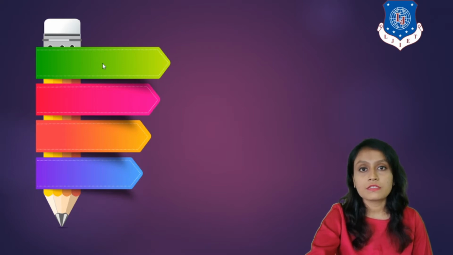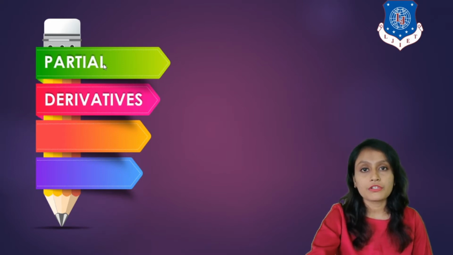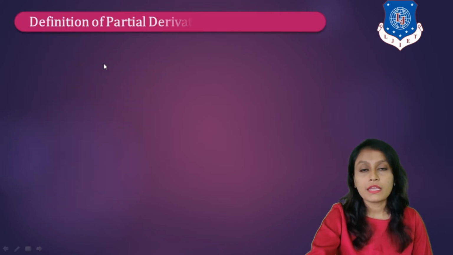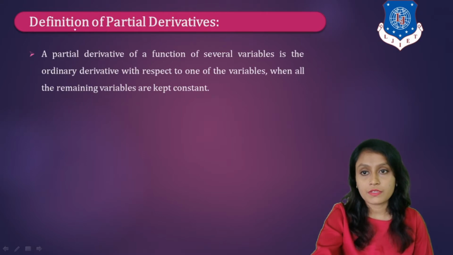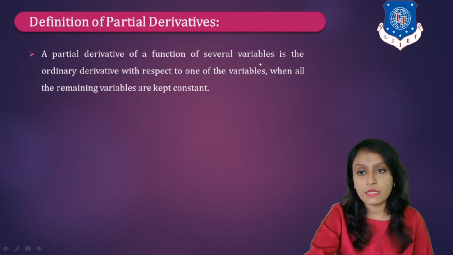Today we will discuss a few more topics of partial derivatives. So let's begin with the first topic, definition of partial derivatives. A partial derivative of a function of several variables is the ordinary derivative with respect to one of the variables when all the remaining variables are kept constant.